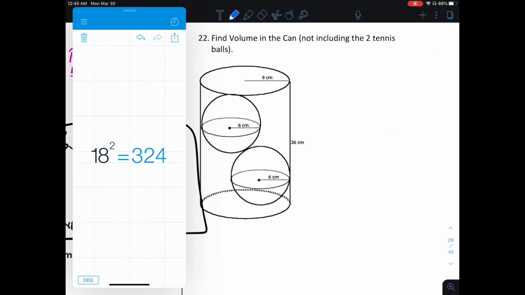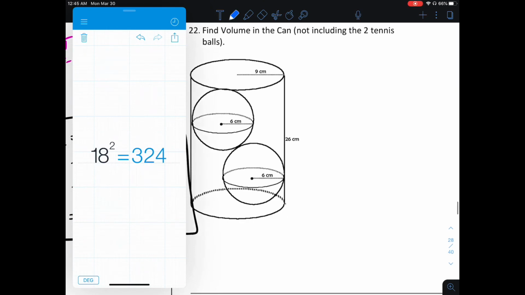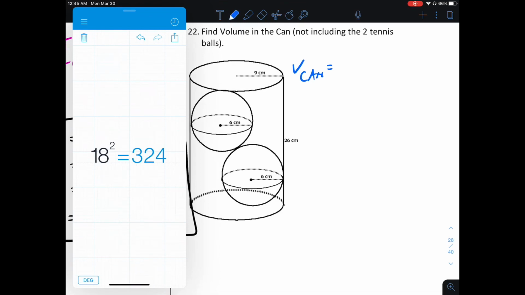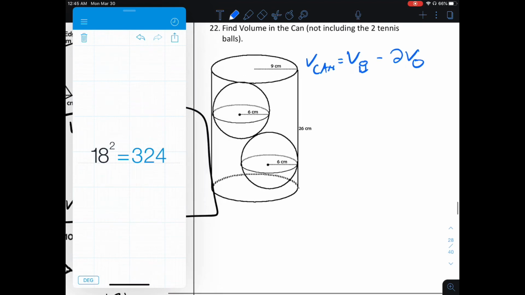Number 22, the last one. Find the volume of the can, not including the 2 tennis balls. So, to do this, to find the volume of the can, we're going to take the volume of the cylinder and subtract 2 times the volume of one of these spheres. Makes sense? I hope so.